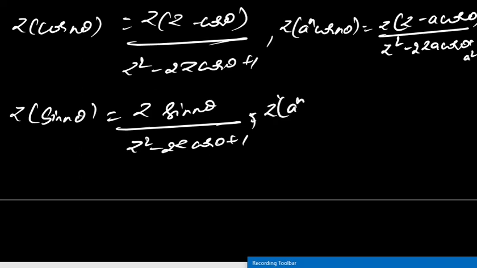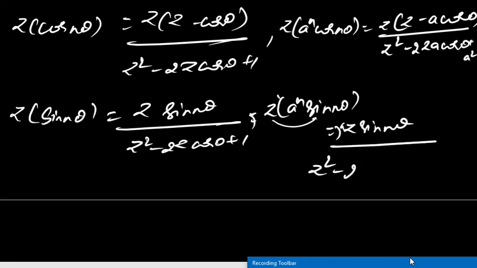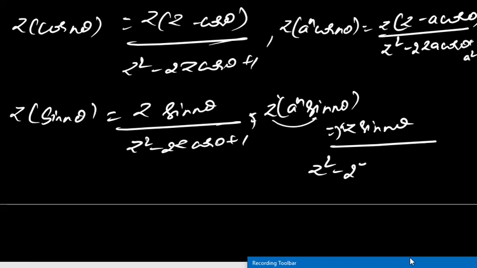Similarly, z transform of a power n sin n theta. Since we know sin n theta transformation, you can write this. Since it is positive power n, replace z by z by a. Okay. So you just have to remember the trigonometric functions will have the coefficients. Okay. So it is az sin theta divided by z square minus 2za cos theta, and that constant 1 will be replaced by a square.